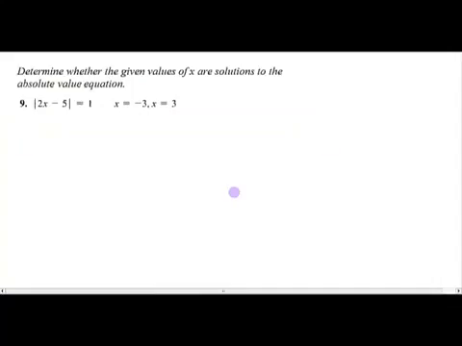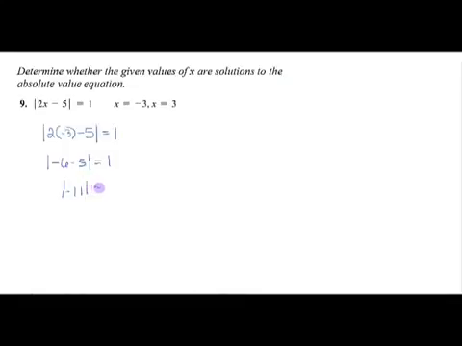Determine whether the given values of x are solutions to the absolute value equation. Again, we'll plug these numbers in. Absolute value of 2 times -3 minus 5 equals 1. That gives me the absolute value of -6 minus 5 equals 1. The absolute value of -11 equals 1. So 11 equals 1, which is not true. So I know that x cannot equal -3.